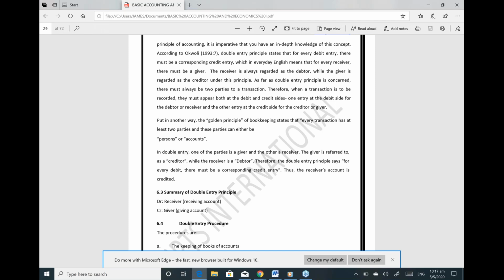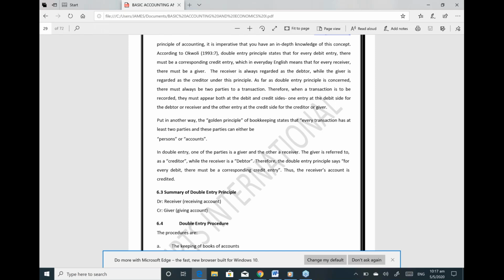As far as the double entry principle is concerned, there must always be two parties to a transaction. Therefore, when a transaction is to be recorded, they must appear both at the debit side and the credit side. One entry at the debit side for the debtor and the receiver, and another entry at the credit side for the creditor or the giver. Put in another way, the golden principle of bookkeeping states that every transaction has at least two parties, and these parties can be either a person or an account.